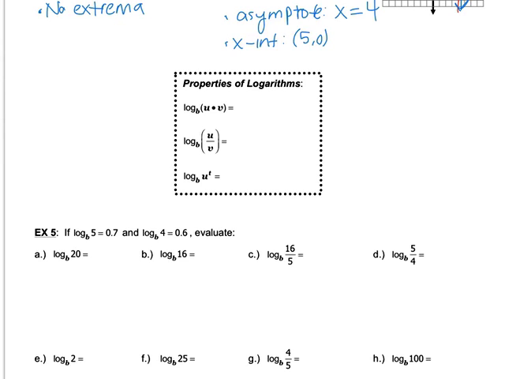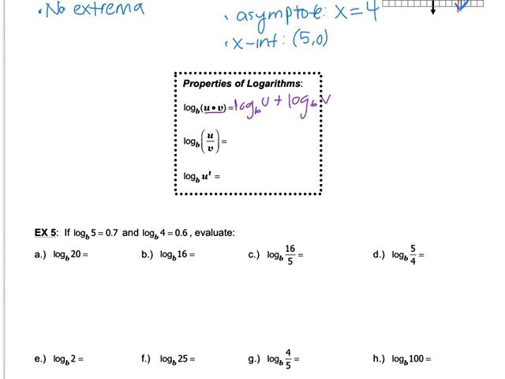So the first one is when you've got the log of two things multiplied by each other. What I call expanding the log into two different logs. And you can expand that by adding two different logs together. So this can be rewritten as log base b of u plus log base b of v.